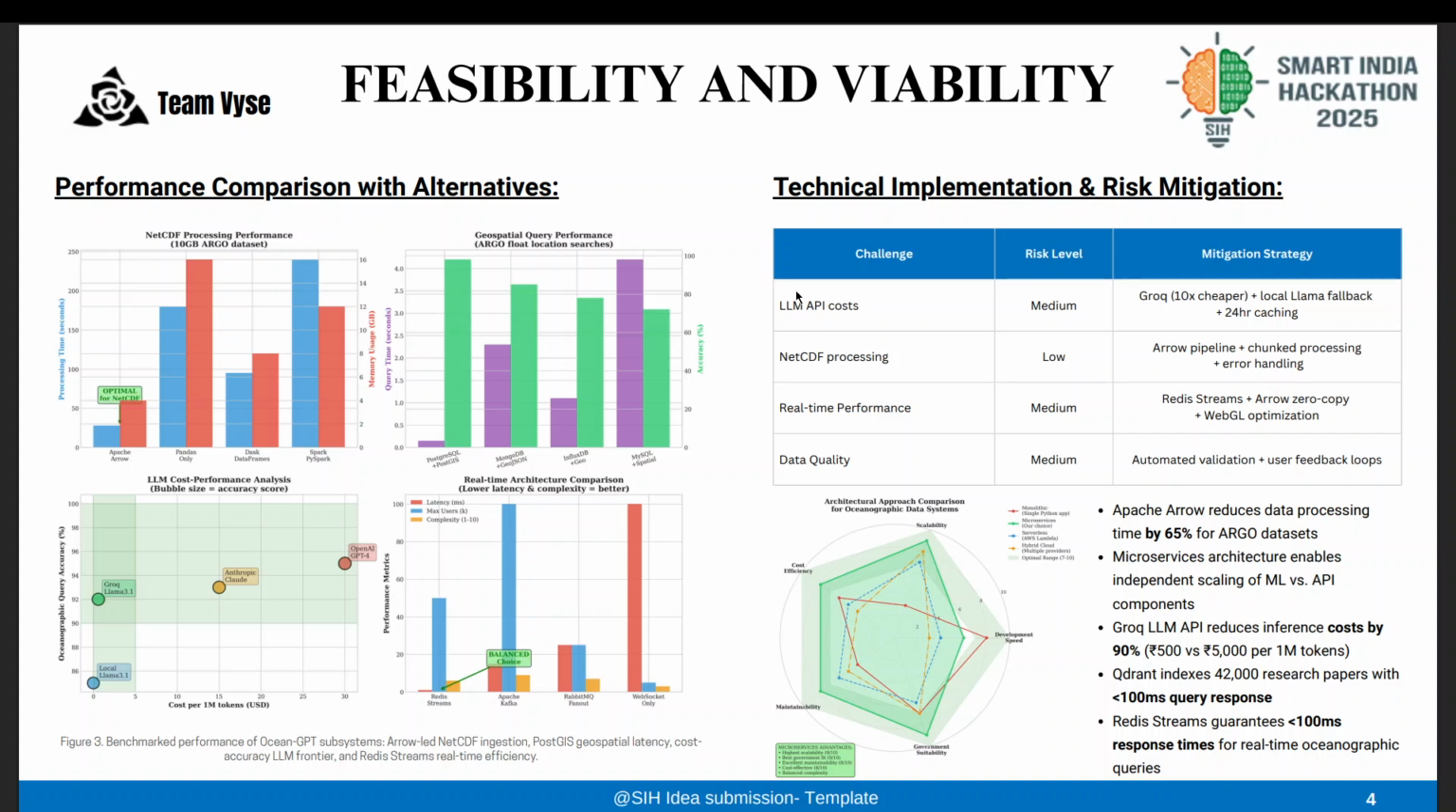Now let us talk about the feasibility and viability of our product. There are a few key points which I need to mention. LLM API costs are managed with Groq inference, which is 10 times cheaper than standard APIs, and we will also incorporate a local Llama fallback with caching. Real-time performance is guaranteed through Redis streams and WebGL optimization. Data quality is improved with automated validation and user feedback loops. As a result, we cut cloud costs by 90% while delivering 100 millisecond response times.